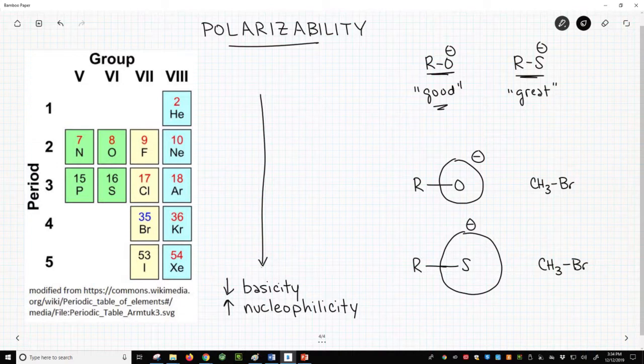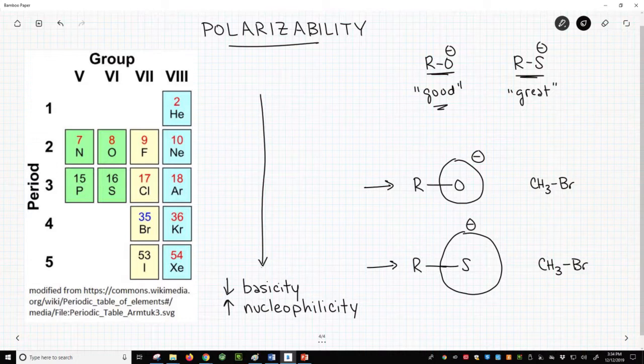Here is an alkoxide, RO-, and here is a sulfide, RS-. I'm trying to show with these circles the electron density. The sulfur anion is bigger because it is in the third row. Bigger sounds like a reference to sterics, a bad thing for an SN2. In this case, though, bigger is not adding bulk. Instead, it means the valence electrons in sulfur are further from the protons in the nucleus and less tightly held.